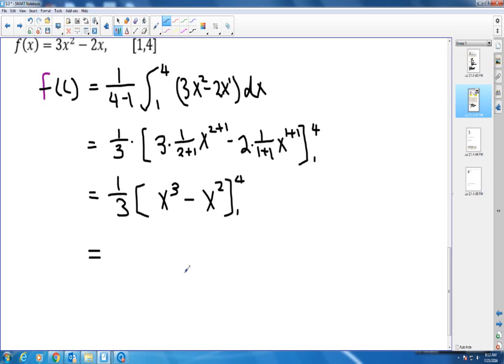So this is going to be 1/3 times, I'm going to substitute 4 in here. So that will be 4 to the 3rd power minus 4 squared. Then minus, substitute 1 for x here, so that'll be 1 to the 3rd minus 1 squared.